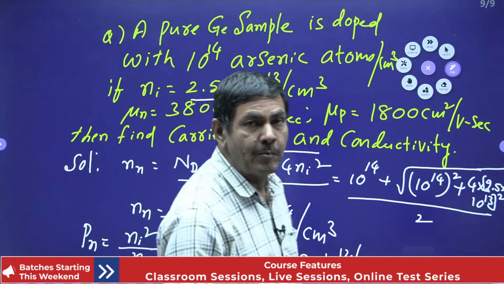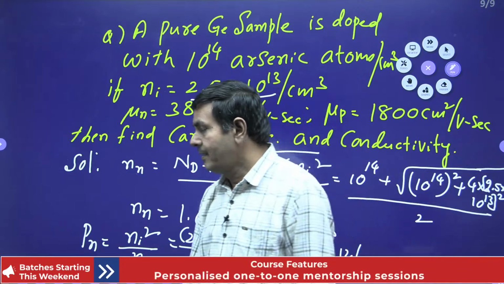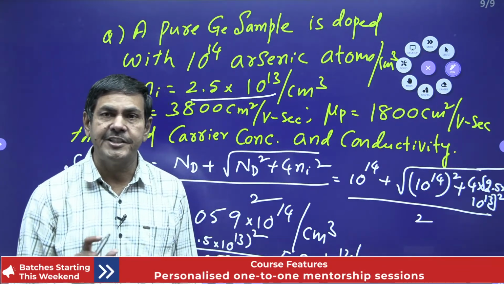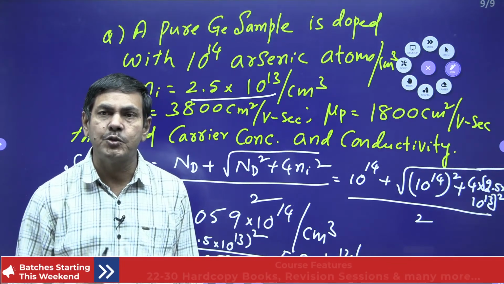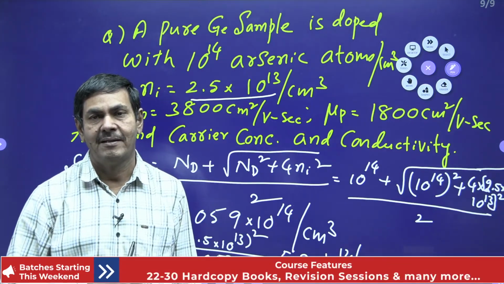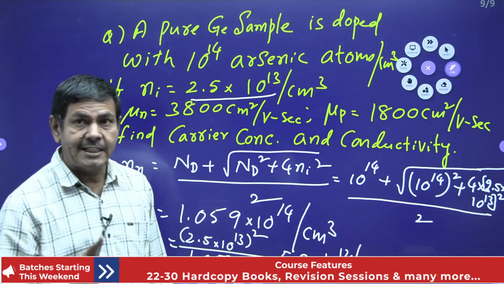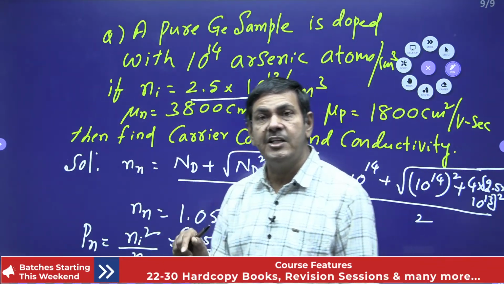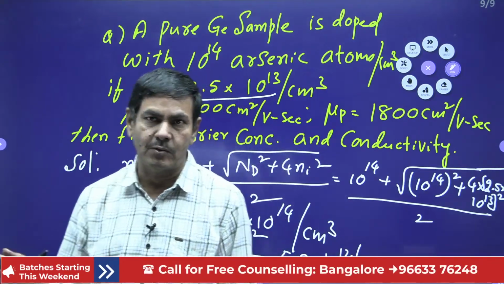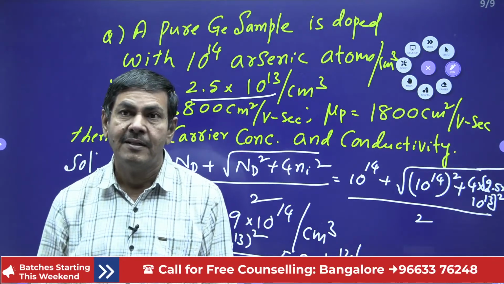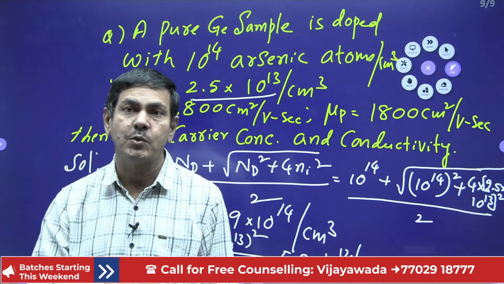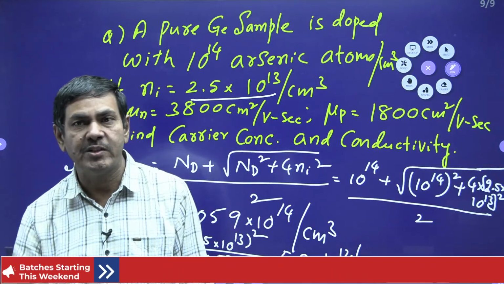And the problem is also asking for conductivity. In the conductivity formula I gave, conductivity due to electrons plus conductivity due to holes, both are to be taken. But you should not take conductivity in the n-type extrinsic semiconductor as Nd into Q into mu n. Why is it not allowed? Only if Nd is far more greater than Ni can I use conductivity equal to Nd into Q into mu n.